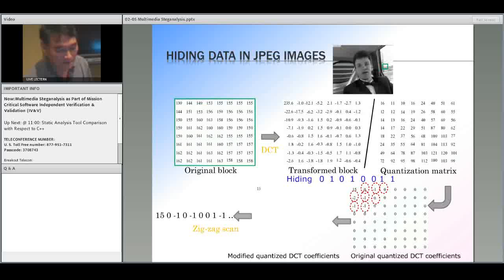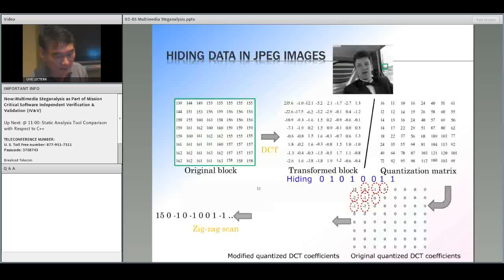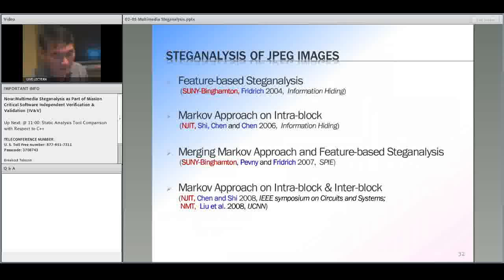All right, this is again an animation showing you how to hide data in JPEG images. Instead of modifying the pixels, as in about 10 slides ago, this shows you how to modify the DCT coefficients one by one and scan them kind of diagonally in one algorithm to encode the payload.